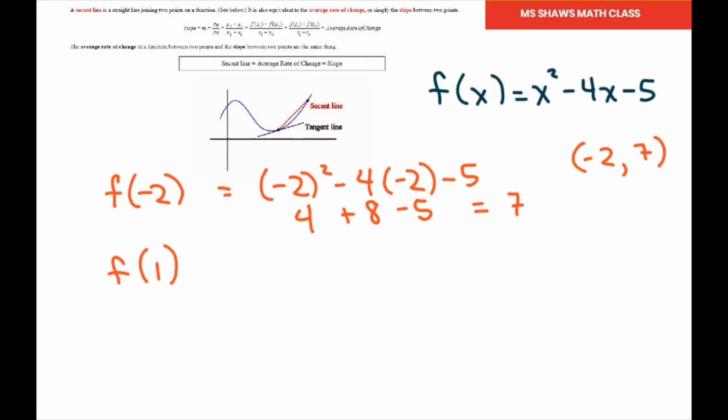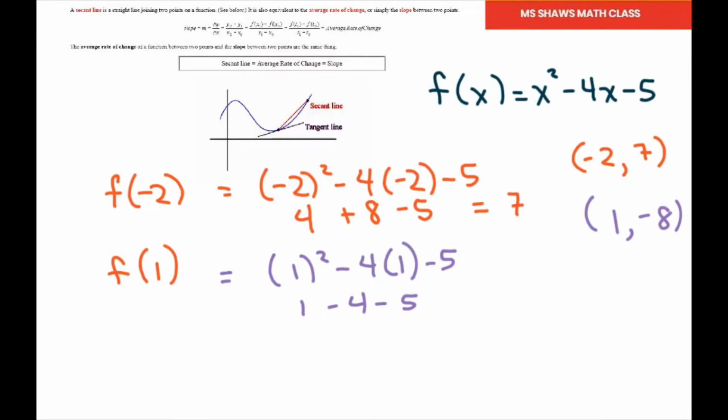So if we try 1, we get 1 squared minus 4 times 1 minus 5. So it's 1 minus 4 minus 5. So our point is 1, -8.